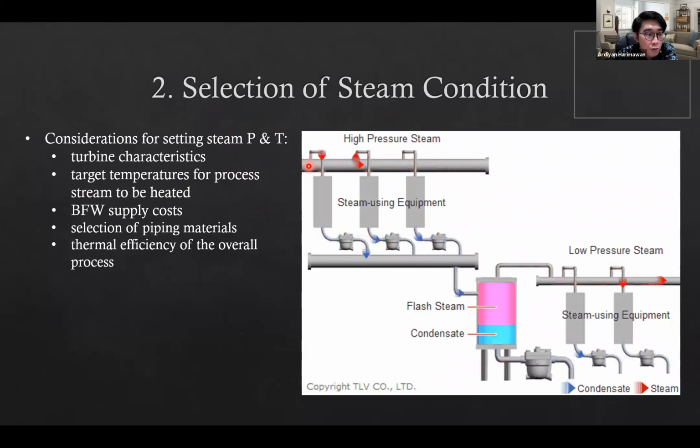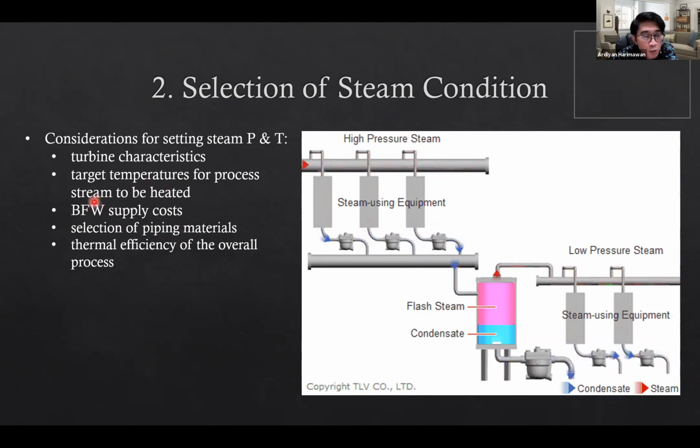Then the target temperature should be considered as well to select what kind of steam that we need to produce. And then the selection of steam condition will also be influenced by the boiler feed water supply cost. Also, it will be influenced by the piping materials and thermal efficiency of the process.